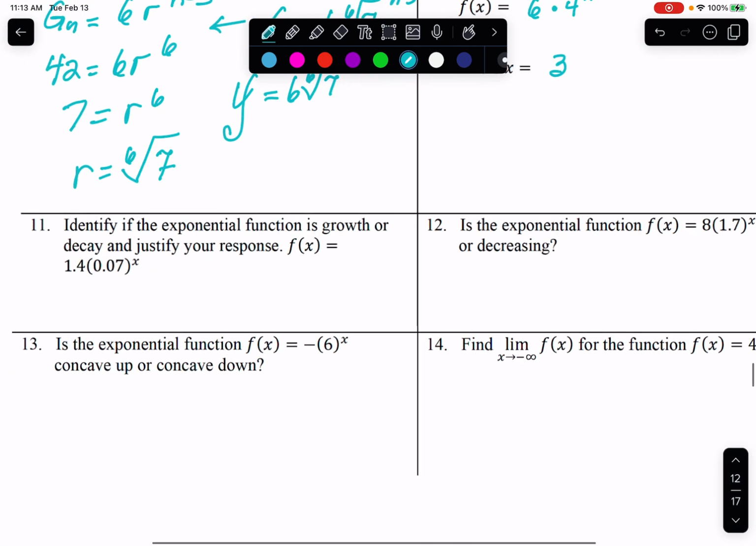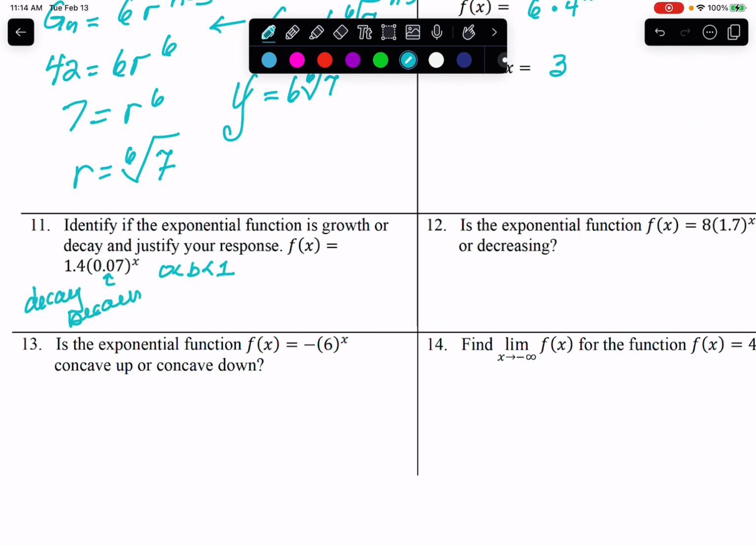Number 11, identify if the exponential function is growth or decay, and justify. Okay, so we have to justify. This is definitely decay, because b is greater than 0 and less than 1, and a, which is equal to 1.4, is greater than 0.